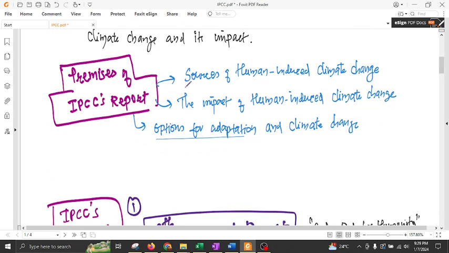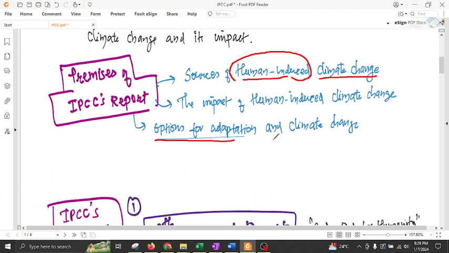So what are the premises of IPCC's reports? First of all, they will try to locate the source of human induced climate change, right? So what are the sources of climate change, specifically human sources? And then they study the impact of human induced climate change on the environment. And third is, what are the options available for adaptation and climate change?